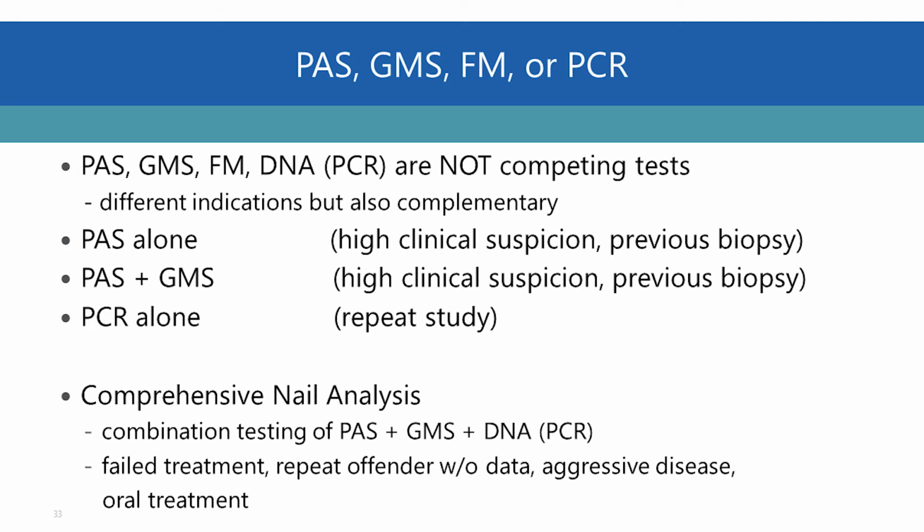Second reason, if a patient is a repeat offender, someone I may have treated 5 years ago before I was doing PCR studies, now I have no idea what this patient has. The patient is a repeat offender, then I want to get the exact information. Thirdly, a patient that presents with aggressive nail disease, I'm going to do a comprehensive analysis. And lastly, if a patient tells me they are absolutely interested in doing oral treatment, I'm definitely not going to give anyone oral therapy unless I know exactly what organism I am treating.